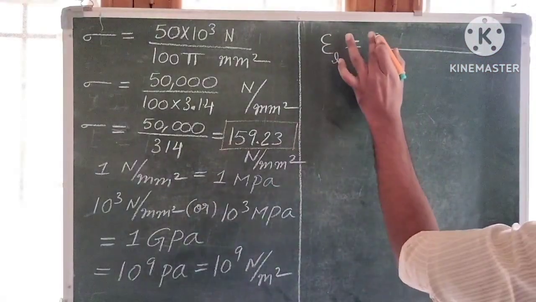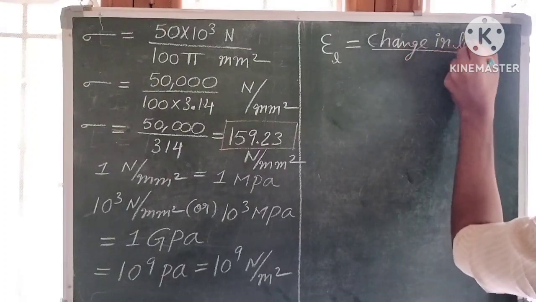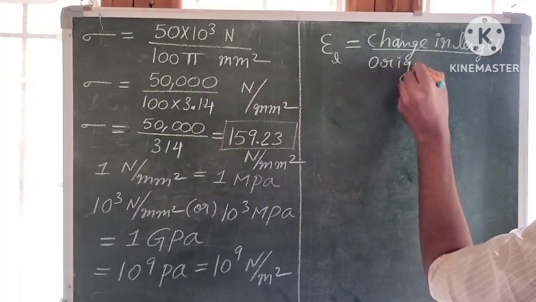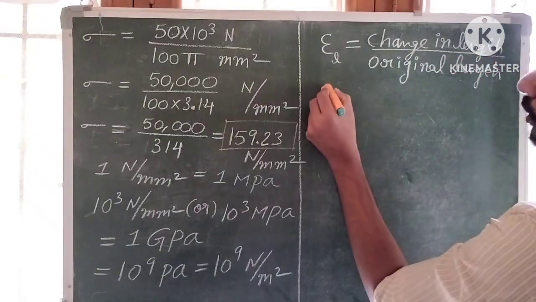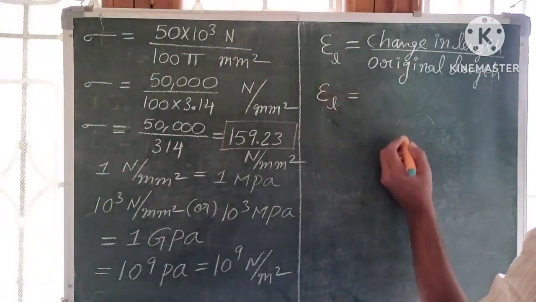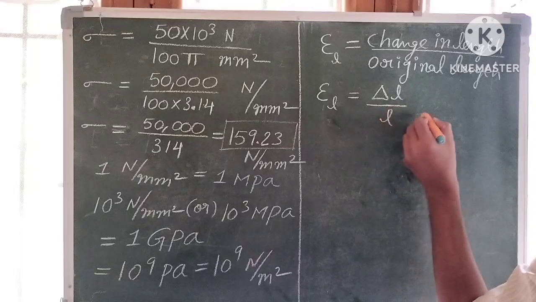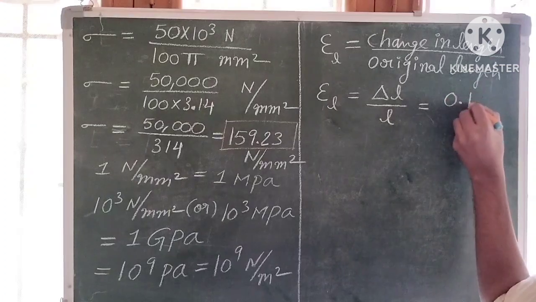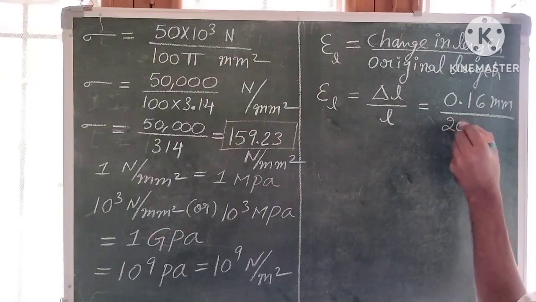So longitudinal strain is change in length by original length, or gauge length. So normal strain or longitudinal strain, epsilon L, is equal to change in length, delta L, by original length L, so we consider it smaller. Change in length, how much is given, 0.16 mm, and original length 200 mm.